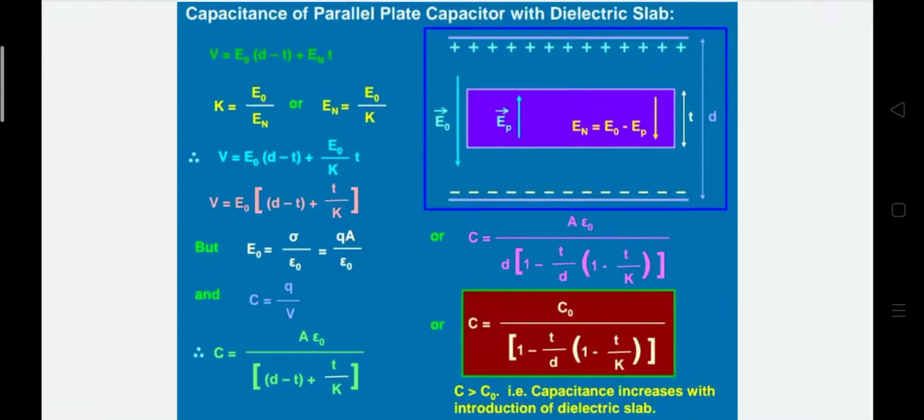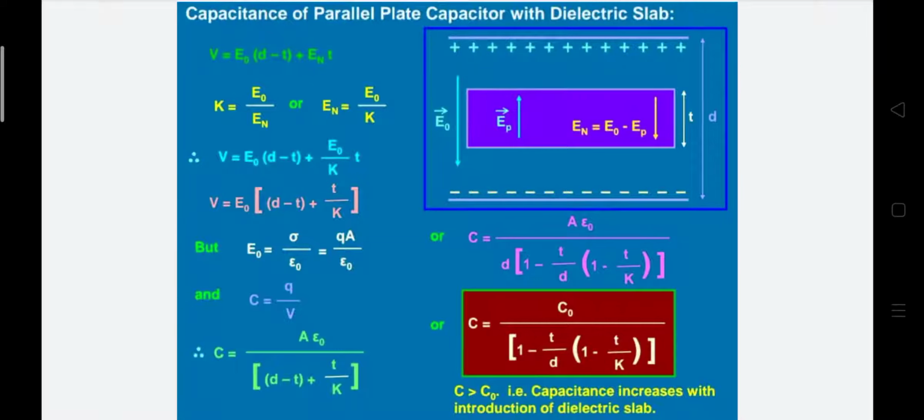Capacitance of a parallel plate capacitor with a dielectric slab between the plates. Let us consider a parallel plate capacitor having plate charge Q, plate area A, and plate separation D. Suppose a slab of some dielectric material of dielectric constant K and thickness T, which is smaller than D, is introduced between the plates.